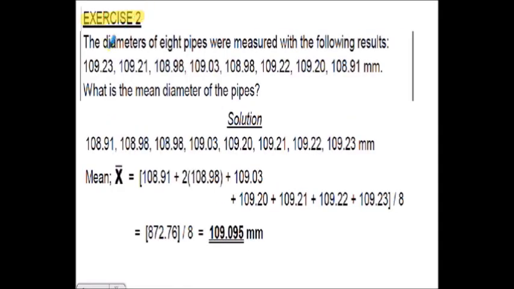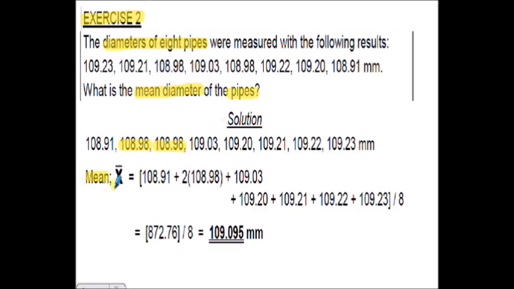Exercise 2 here, we've got the diameters of 8 pipes being measured, and we've got a list of the 8 pipes here in the question. We've got to calculate the mean diameter of the pipes. So again, looking at our series, there's only 2 diameters that are the same, and that's the 108.98. We've got 108.98, 108.98. I've just put them in ascending order here, that's all, so we can clearly see that. But all the other ones occur only once.